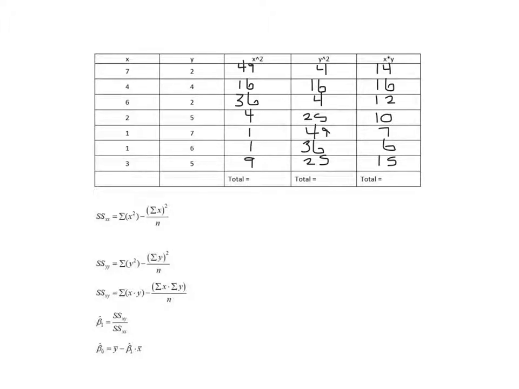So then we need our totals for each of these rows that we've calculated. So the sum of our x squareds are 116. The sum of our y squareds are 159. And the sum of all of our x's times y is 80.